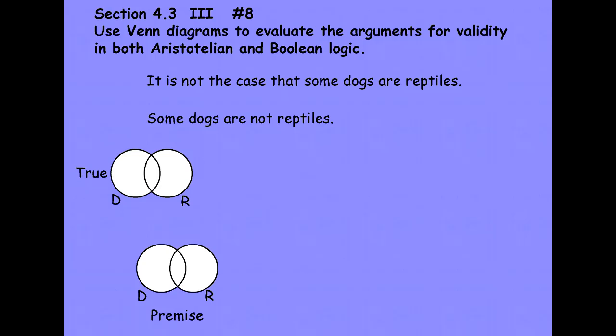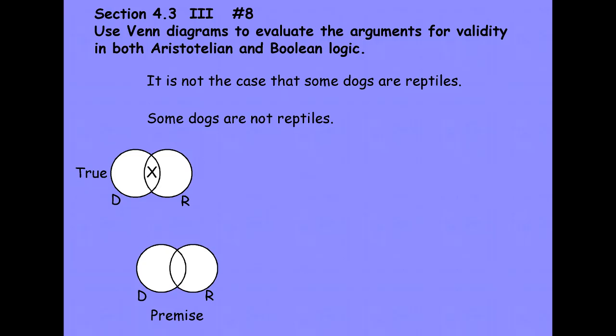So this is a particular affirmative statement. It says there's at least one thing, it's a dog, and that thing is also a reptile. So to make that standard form categorical statement true, there has to be at least one thing. So we're going to put an X in, and that thing has to be both a dog and a reptile because it's a particular affirmative. And so our X goes right there in the intersection. It's in both the dog class and the reptile class. Now that's what it would take to make some dogs are reptiles true.